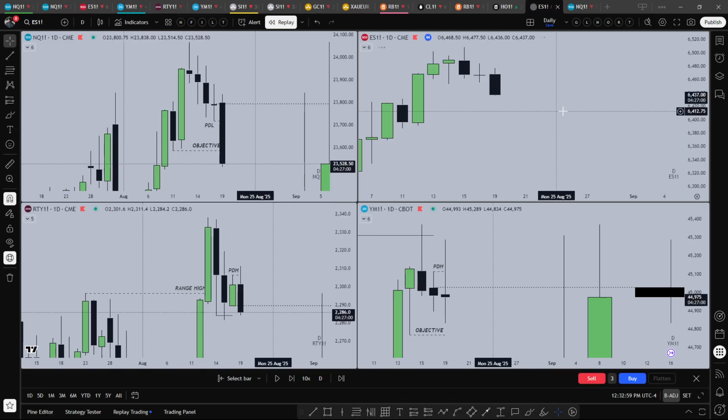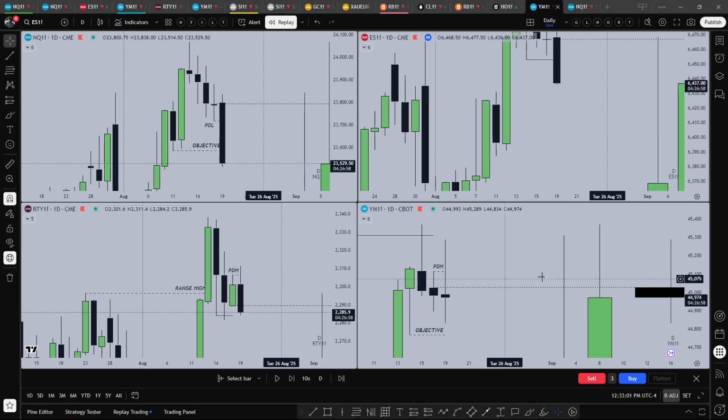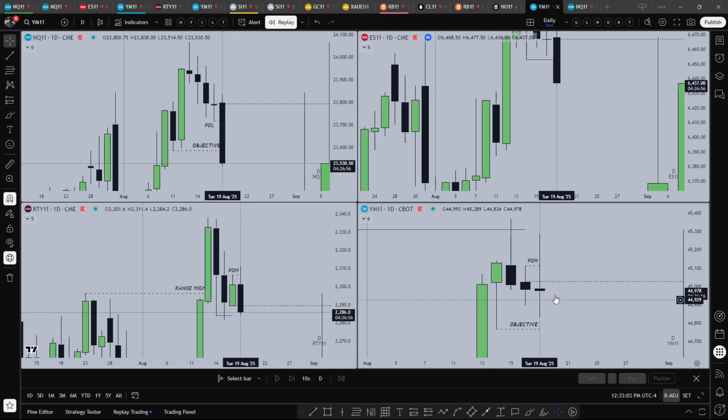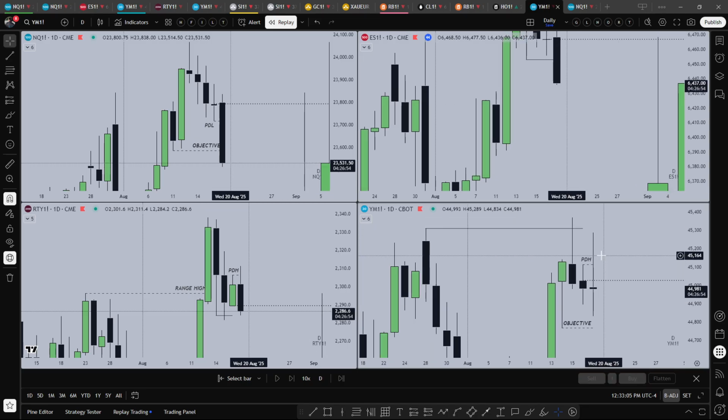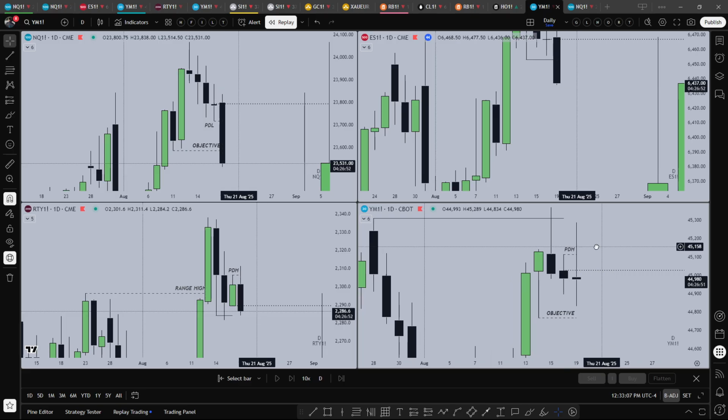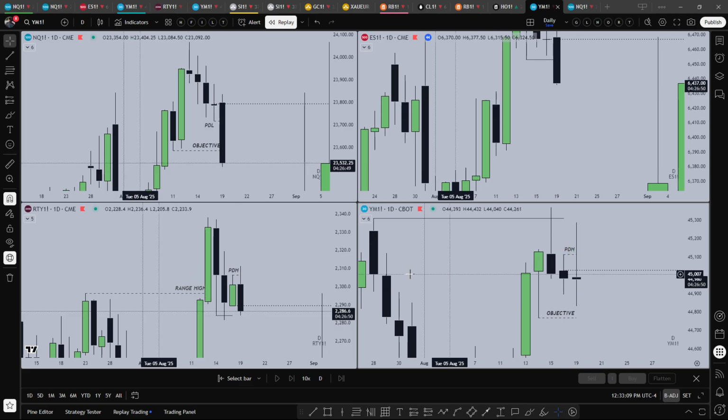Why many people were trying to frame something, I couldn't frame longs, I couldn't frame shorts. I was okay sitting out today.